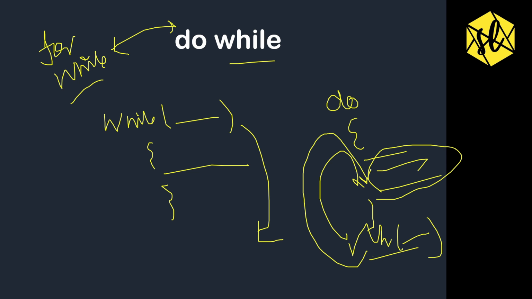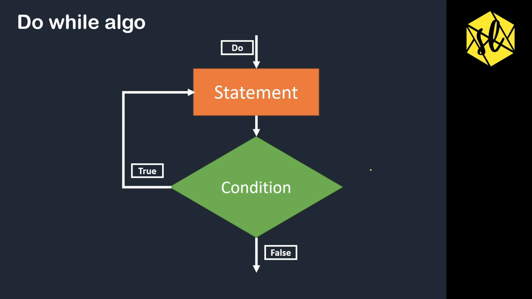So let's see now what is the basic algorithm of do while. So you see, this is the basic algorithm of a do while. Now do while is very easy to understand. If you imagine this complete do while algorithm as an English sentence, it reads: do this statement while this condition is true. If this condition is false, terminate the program.